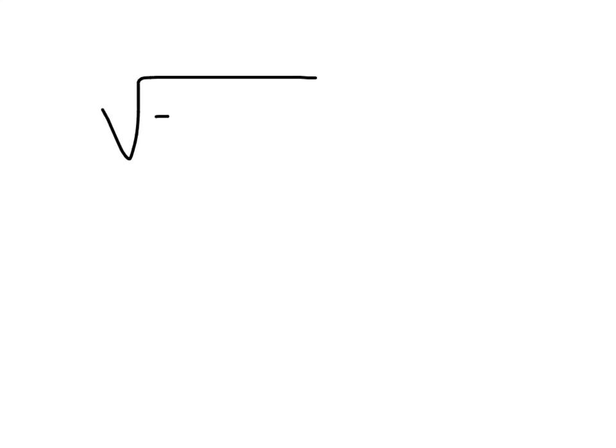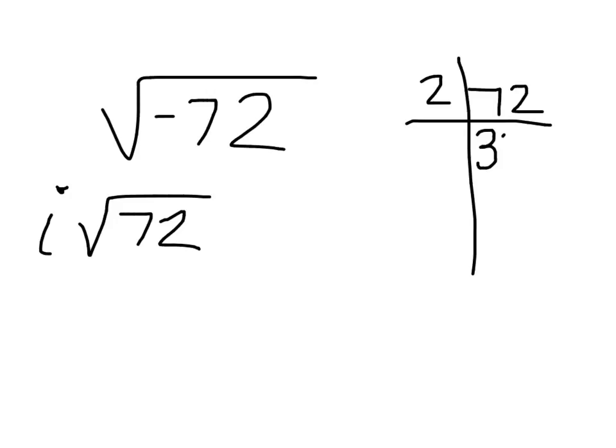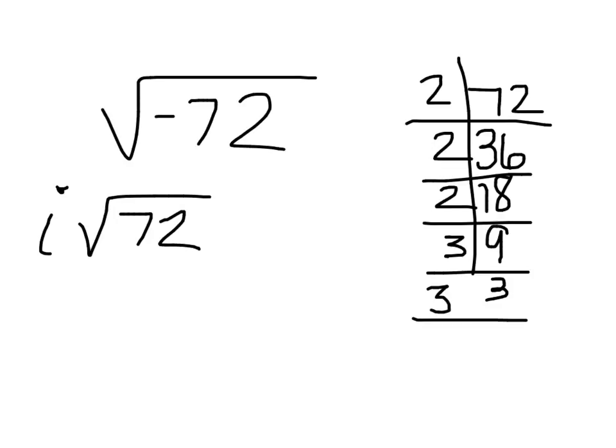What about the square root of negative 72? What's the first thing you have to do? Take your i out. And then how do I reduce the square root of 72? It doesn't come out evenly. Does 2 go into 72? How many times? 36. Does 2 go into 36? How many times? Does 2 go into 18? Does 2 go into 9? Does 3? How many times? And 3 goes in itself once.